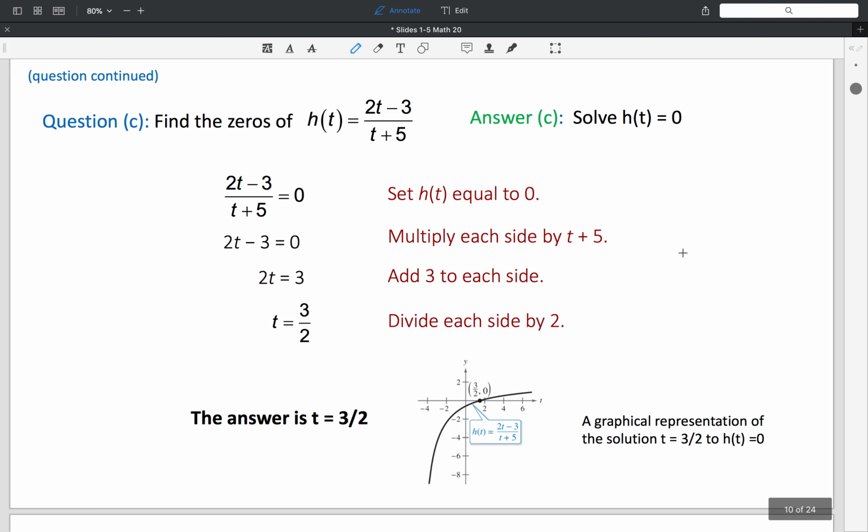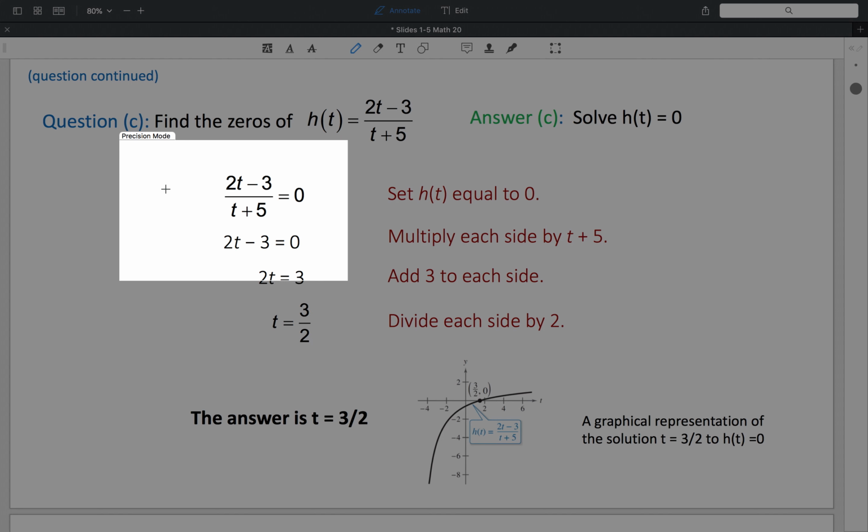Okay, so I want to find the zeros of this. Now, when you have a fraction, what's going on the bottom does not affect whether the function's equal to 0 or not. So I'm going to multiply both sides times t minus 5 to get rid of the fraction. 0 times t minus 5 is 0. Excuse me. t plus 5 times t minus 5 cancels, and I'm left with 2t minus 3.